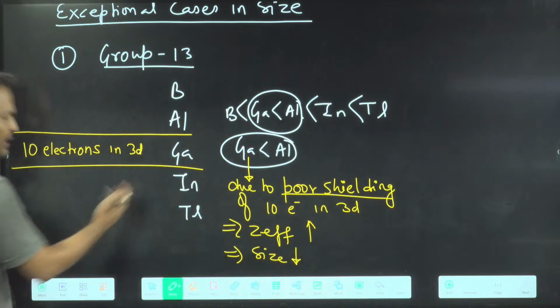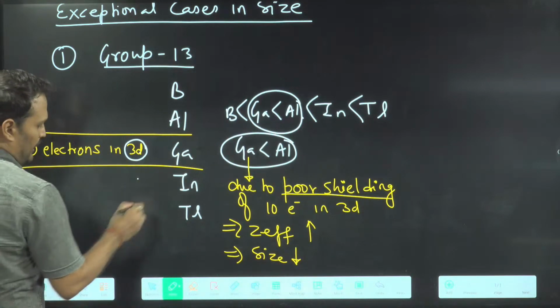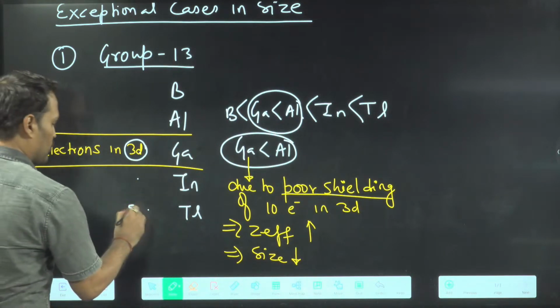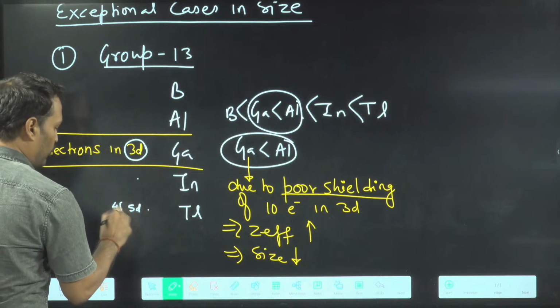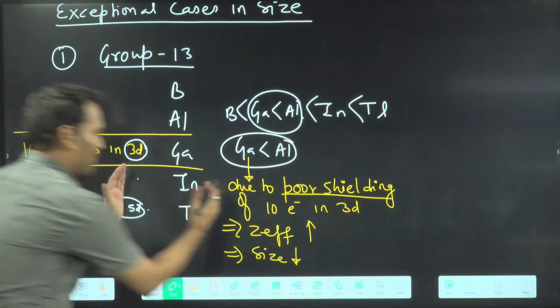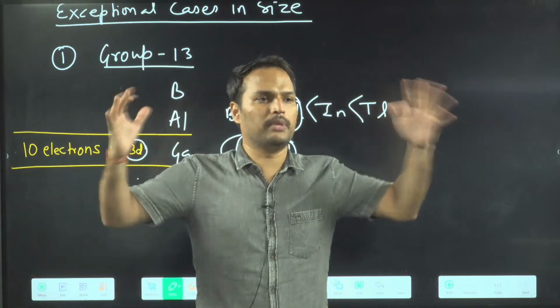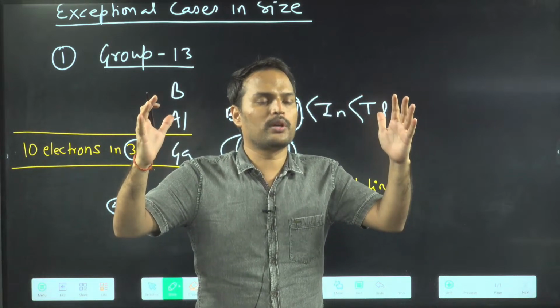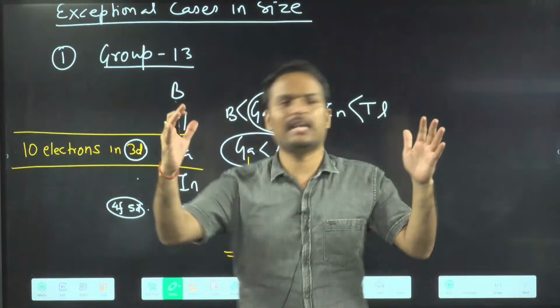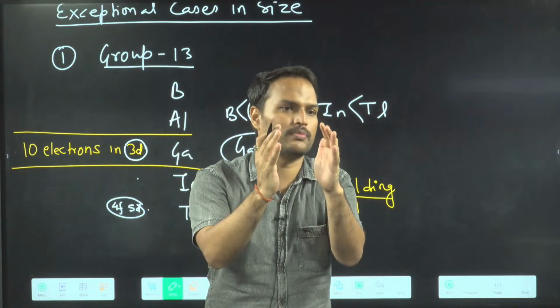Okay. Similarly, we can say here also. See, here we are putting 3D. Here I will put 4D. Here I will put 5D, and you will put 4F also. So here there is poor shielding. So what happens now? Thallium should be this much big. But due to poor shielding of 5D and 4F, its size is decreasing. Now it is only this much.